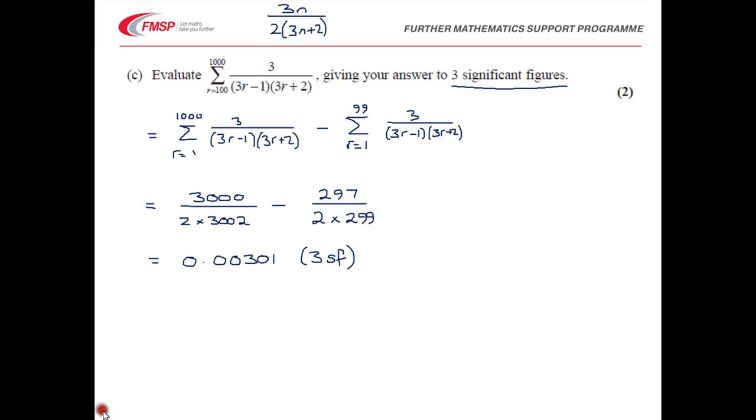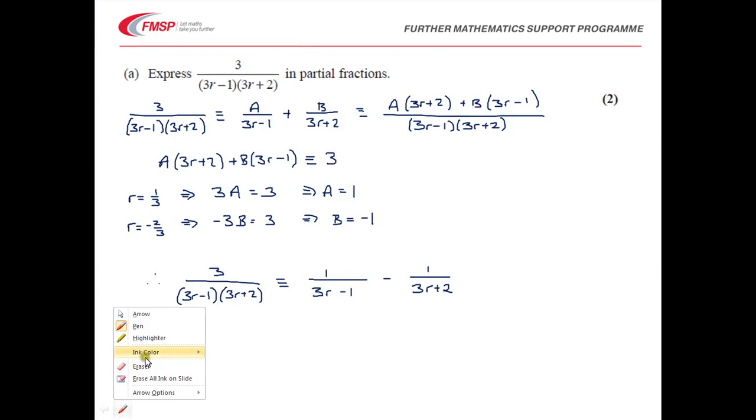So let's have a look and see how the mark scheme works for this question. In part A, it's simply one method mark and one accuracy mark. So if you do some fairly reasonable working, you'll get the method mark, and if you get the correct answer, you'll get the accuracy mark.